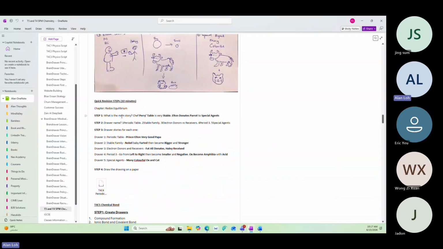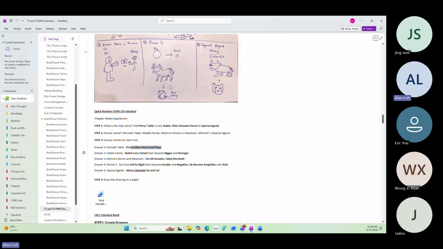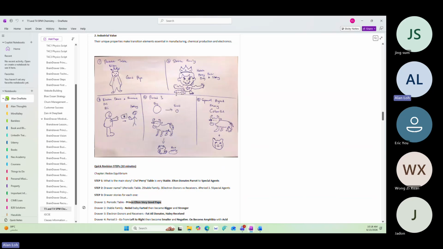So for this revision, for example, this is a chemistry chapter. In step 1, you have to remember the main story. Every chapter has a main story. Step 2, you have to remember the drawer names. Every chapter has drawer names. Step 3, you have to remember the story, and then you'll be able to explain it to somebody who did not attend our class. Of course, if you tell him about Prince Elton, very good papa, he will not understand what you're talking about, but you have to explain to him what is inside the periodic table for this drawer. Then you are able to draw this drawer out.